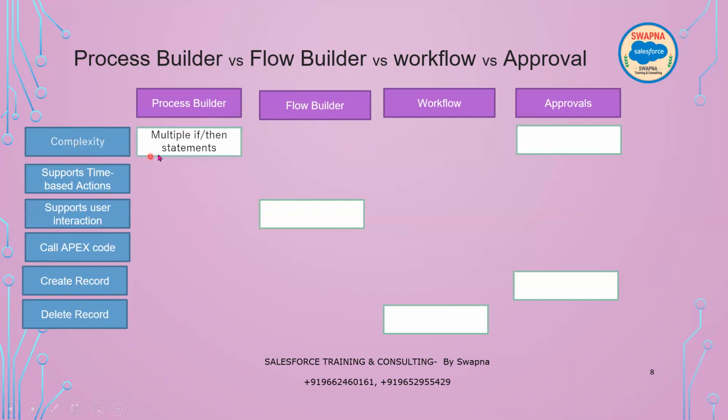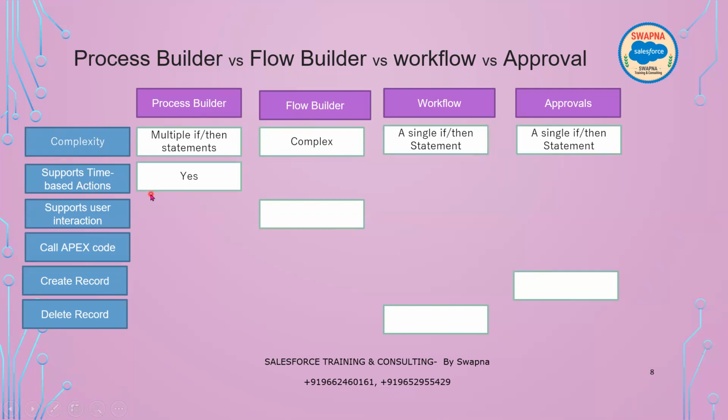So the complexity is you will have multiple if-then statements in the process builder. Whereas flow is for complex scenarios. You can have if, else, if, again else, if, again if condition, whatever the complexity is, everything can be implemented through the flow builder. Workflow is a simple, straightforward if and then condition, that's it. Approval process is also simple, straightforward. If this is the one, then execute the statement.